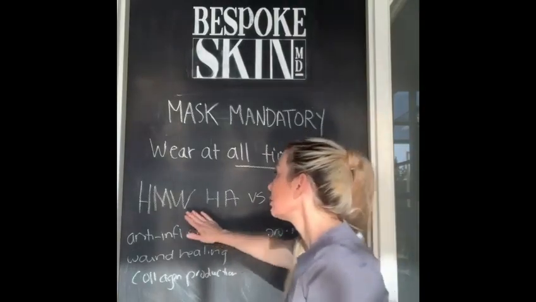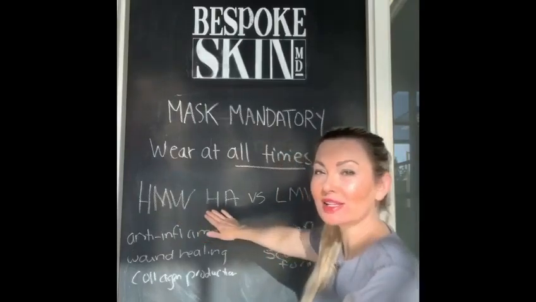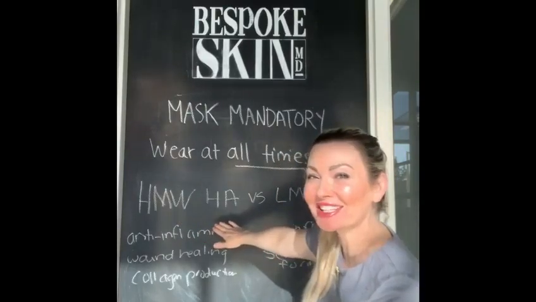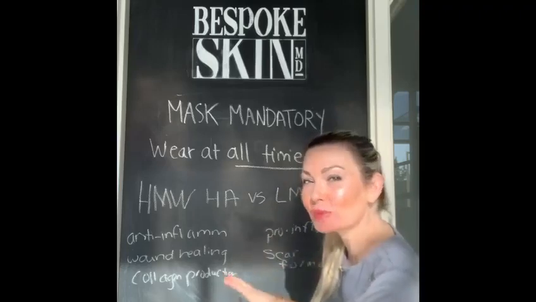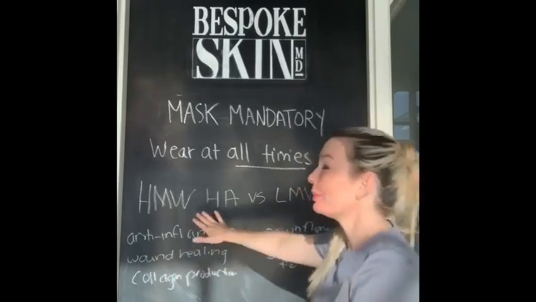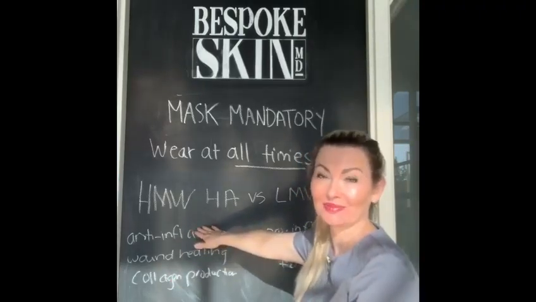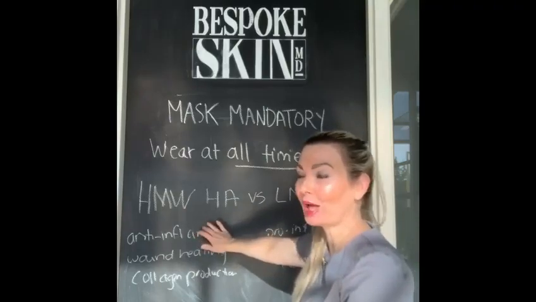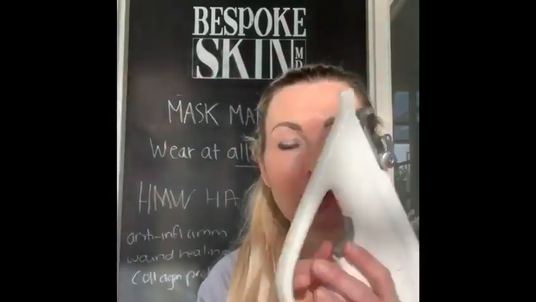So what we really want is this high molecular weight hyaluronic acid, and we want it in our dermis. That is where we need it, but it can't penetrate the skin. It can't penetrate the skin without help. So how are we going to get it there? Well, that is where our V2 injector comes in.